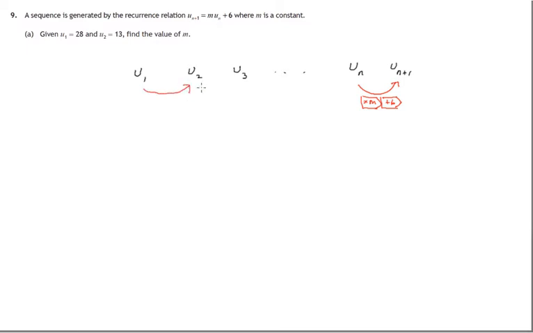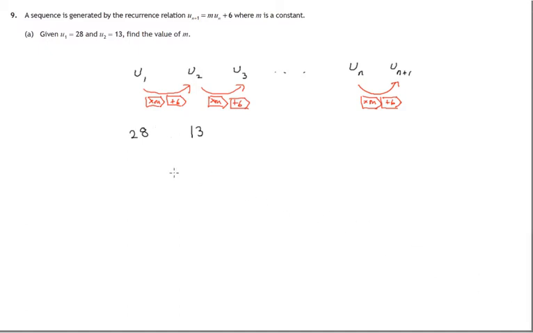Now that's going to be true all the way along the sequence. We're going to have to multiply by m and then add 6. So we now have clearer in our mind the process to go from one term to the next. Now we're told that the first term is 28 and that the second term is 13. And from these two pieces of information we're asked to find the value of m.